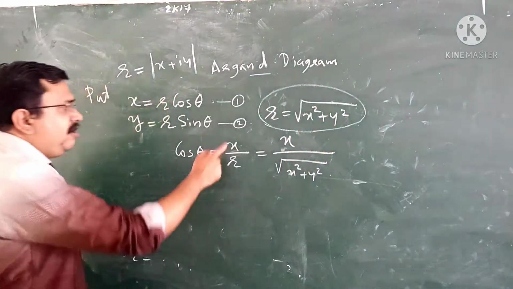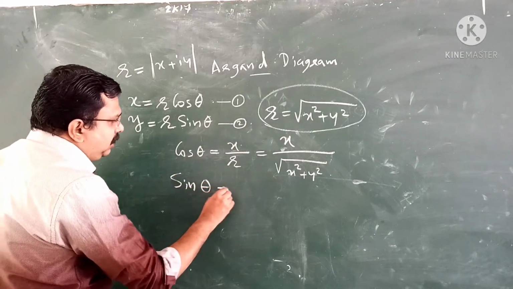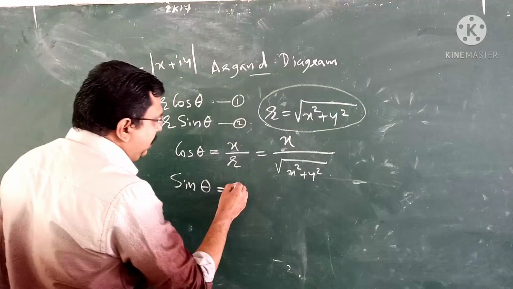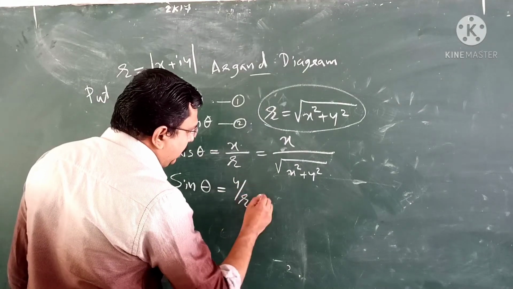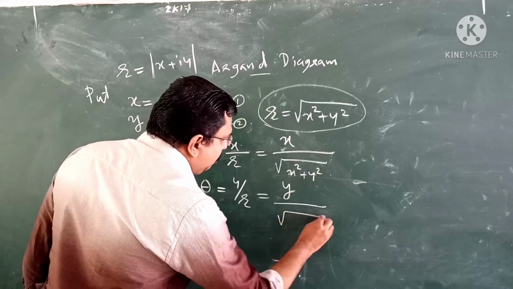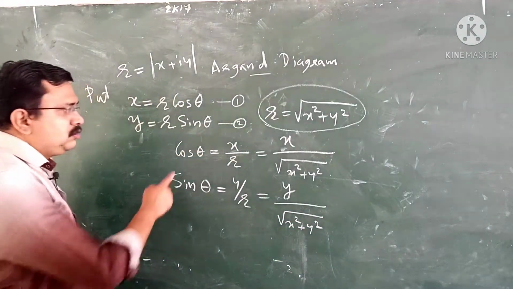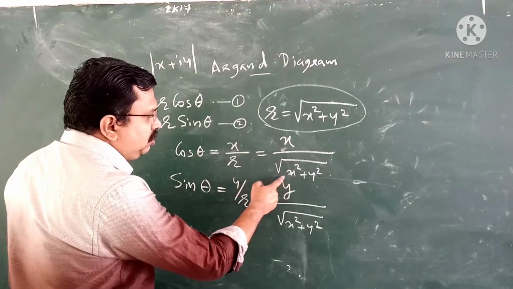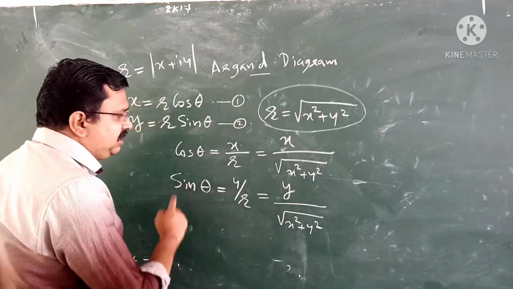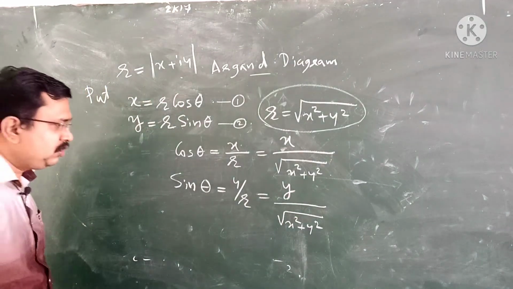From equation 2, we can write sin theta equal to y by r. Y by r, that is equal to y divided by r, and r is root x square plus y square. Okay. Cos theta equal to x by root x square plus y square and sin theta equal to y by root x square plus y square.